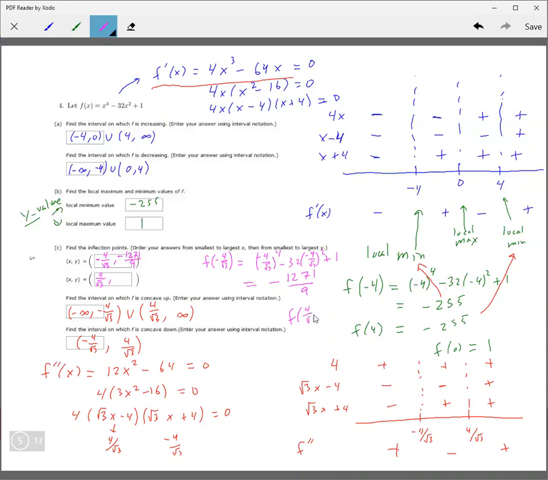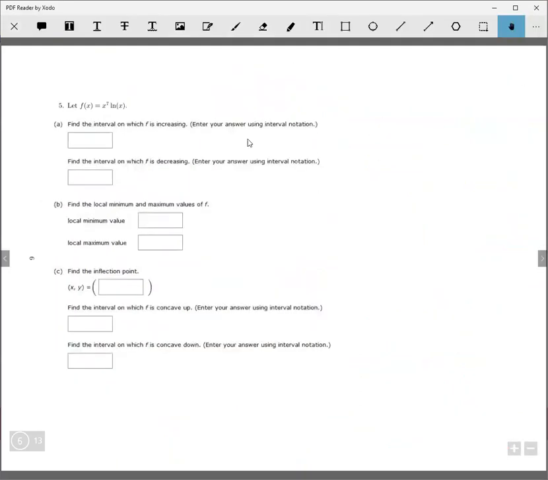And f of 4 over the square root of 3 is also going to be that because this is raised to the 4th power here, so they became positive, okay? And then this is just the negative of that one, so it's also negative 1271 over 9. Okay, so that's the thing. You plug it back into the original function, not into the second derivative or anything. Okay, great. That was quite involved. Okay, let's move on to number 5.